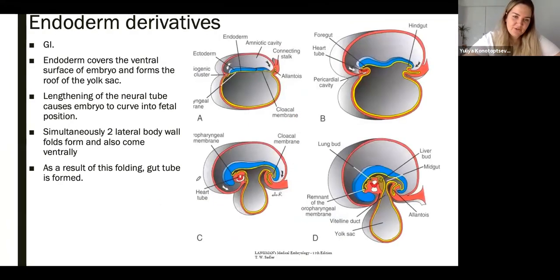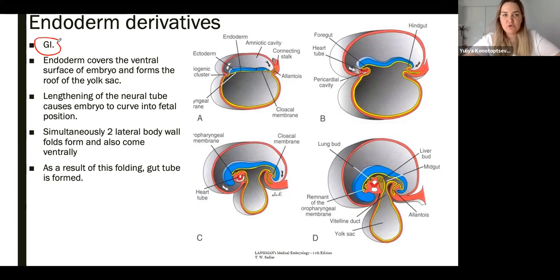Last thing, okay, bear with me. This is the last thing, the endoderm. What does endoderm give you? Organs, because it's the inner part of your embryo. Majority of the organs will come from there. But for your self-control test, GI, gastrointestinal tract, is going to be arising from the endoderm.